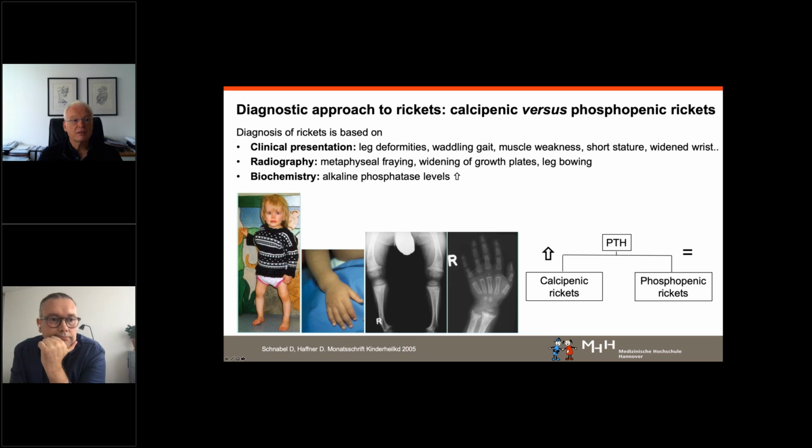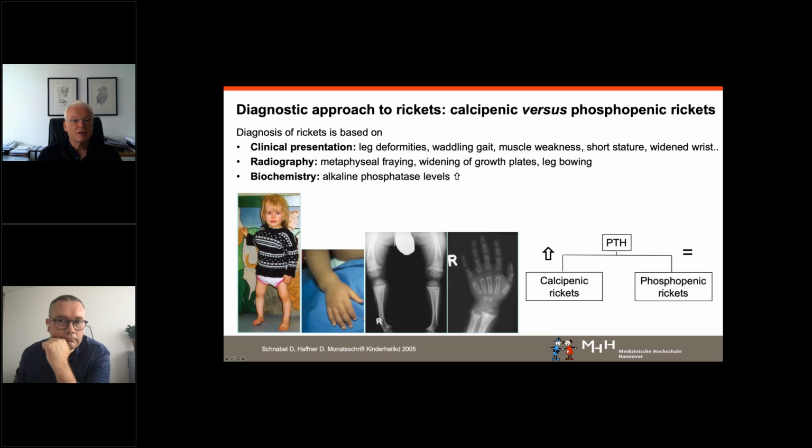So what's rickets in clinical presentation? Patients present with leg deformities, a waddling gait, muscle weakness, short stature, and widened wrists. On radiography, they show the typical features like metaphyseal fraying, widening of growth plates, and leg bowing. Together with the clinical presentation and radiography, there's the obligatory biochemical hallmark, which is an elevated alkaline phosphatase. This symptomatology qualifies the patients as suffering from rickets.